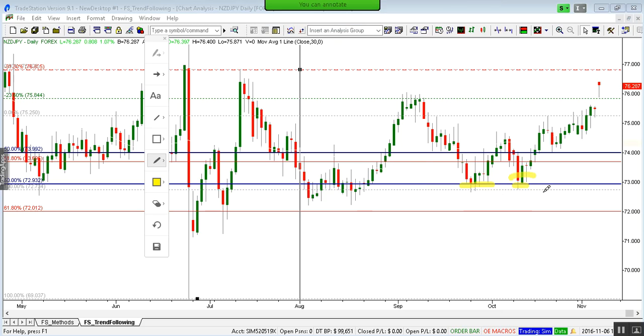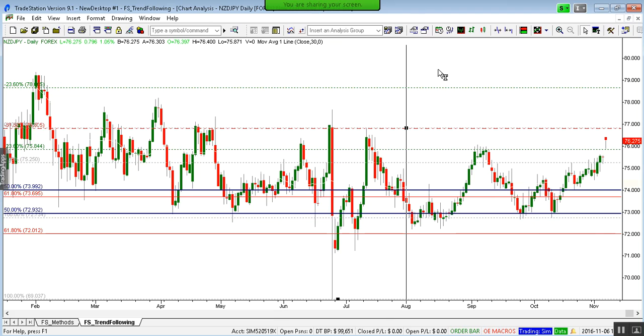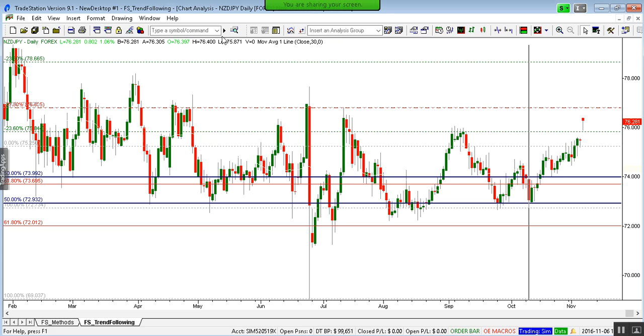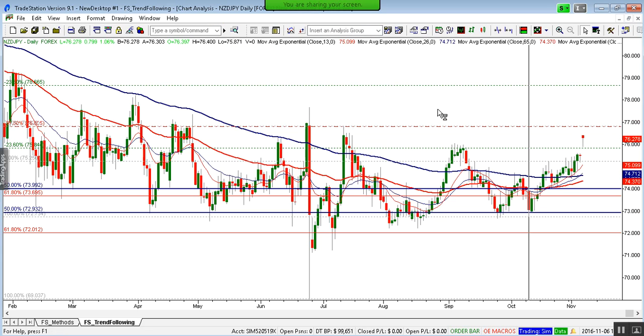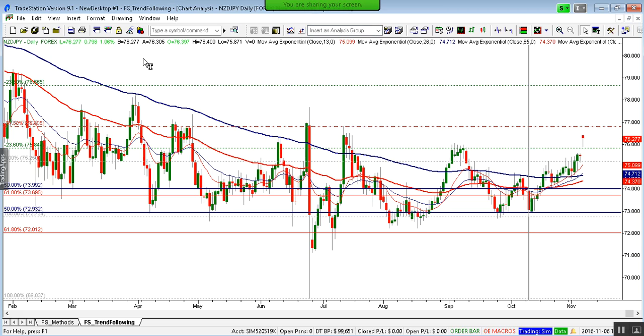So after this second test here, we mentioned that this market could end up into the first target of this large move. And that first target is here at 78.70. Now that level is an important level because it's where the monthly area of resistance from dumb money starts.